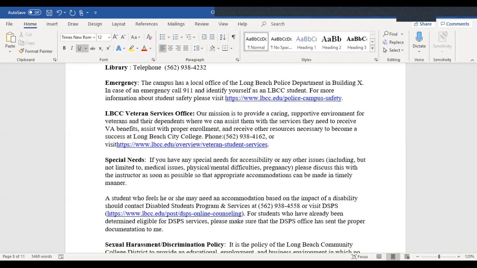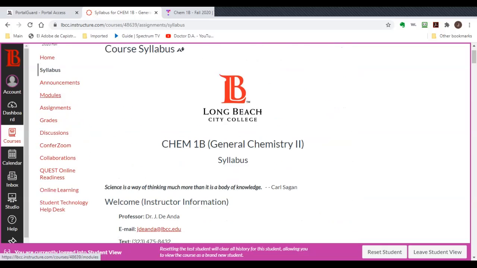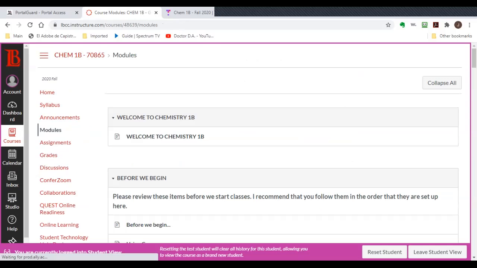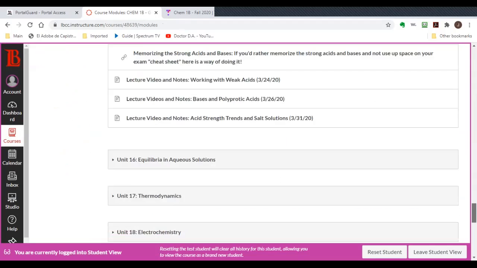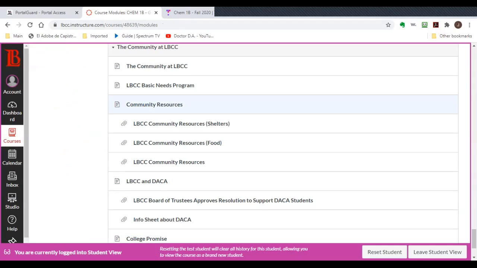Let me quickly come back. Go back to our Canvas page here. I don't know if I mentioned this, but when you look here at the modules, remember that? This is how we organize the course. If you go all the way to the bottom, I have a section here called the Community at LBCC. And these are different kinds of resources in the community and also in the basic needs program of LBCC for students who are experiencing any hardship or any special needs.